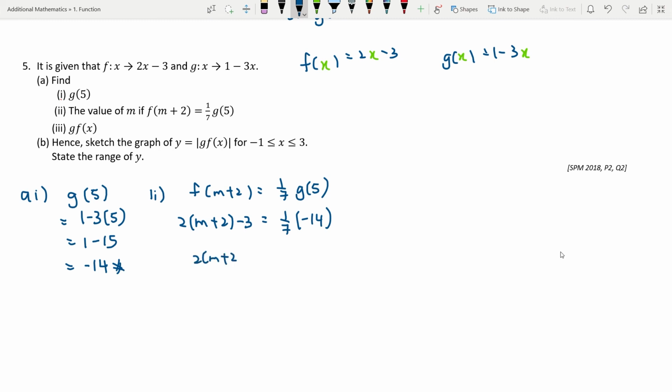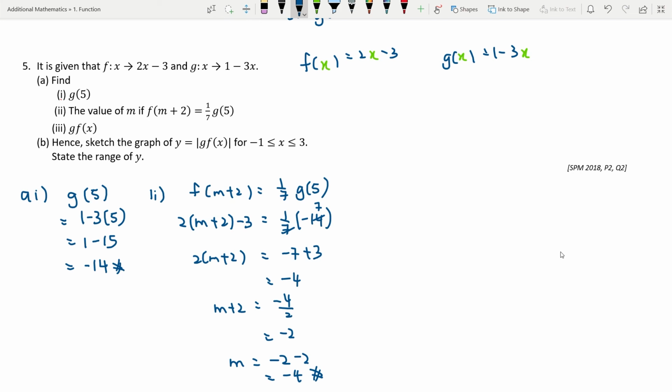2 times (m plus 2) is equal to negative 7 plus 3, which is negative 4. Divide both sides with 2, m plus 2 equal to negative 2. m is equal to negative 2 minus 2, which is negative 4.